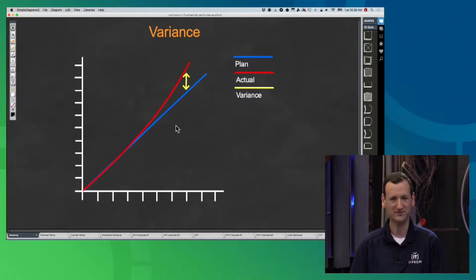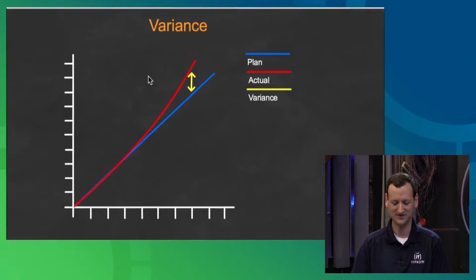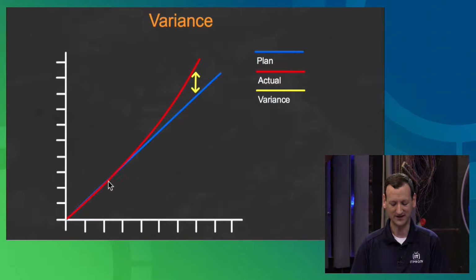All right, let's kick things off. I've got a fancy little picture here to make sure we have a good handle on what variance is. Remember that we have a plan, which in my case is this blue line, and then we have what's actually happening, this red line. If I'm measuring my schedule variance at every point on this graph, I can see that I'm right in line, right in line, right in line. And once I get to this measuring instance right here, I start to see a little deviation.